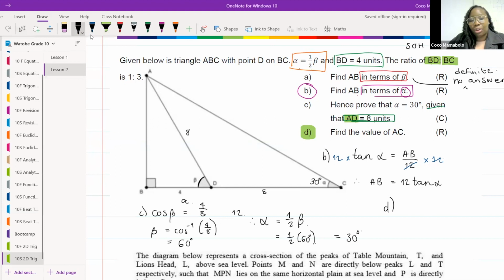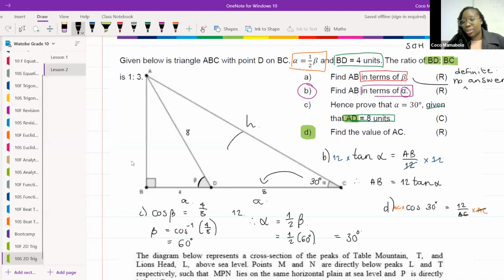All right, so I now know that I've got my adjacent side to my angle alpha, and I'm looking for my hypotenuse. Adjacent and hypotenuse, I will use cos. So I can say cos of 30 degrees is equal to adjacent, which is 12, over hypotenuse, which is AC. We don't know what the hypotenuse is. So now I have to multiply by AC on the side, multiply by AC on the side, right?